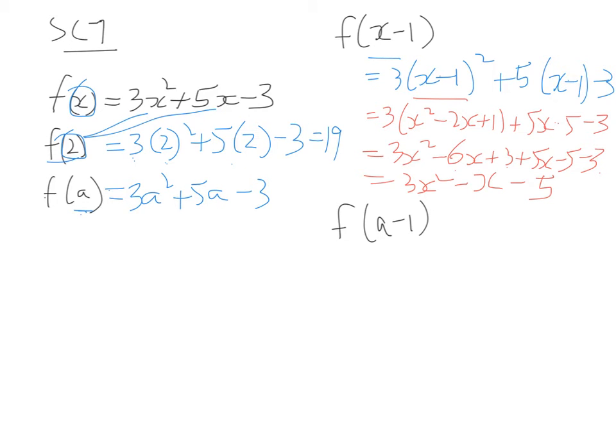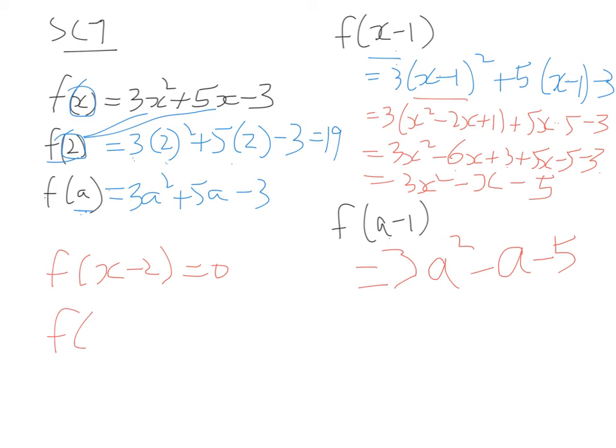And then the same thing would happen if we had this. So we'd end up with 3a squared minus a minus 5, because a minus 1 and x minus 1 we'd end up with the same thing. From there, you may be asked to solve, for example, f of x minus 2 equals 0, or where does f of x plus 3 intersect with f of x, little things like that. So that's what we're asked to do.